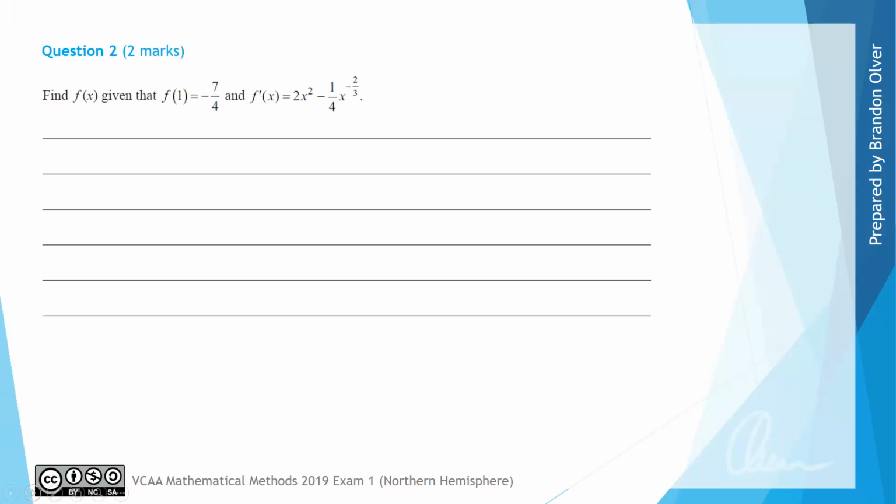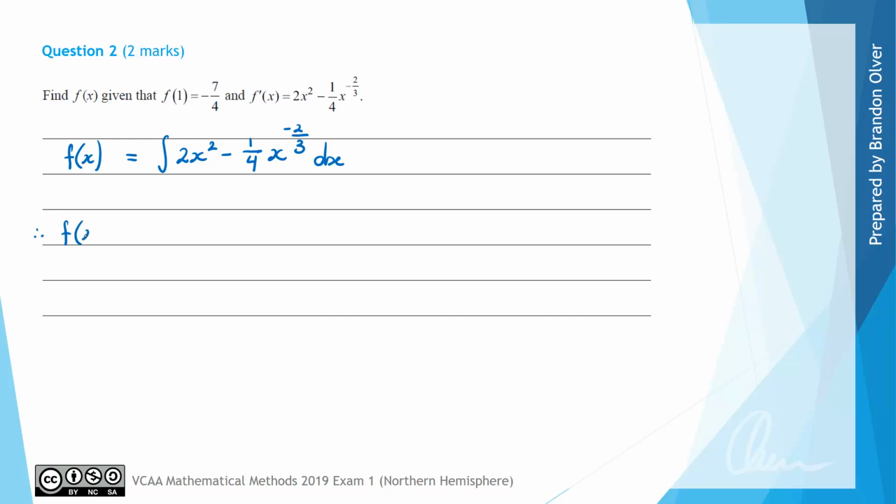For question 2 we're asked to find f of x given that f of 1 is equal to negative 7 over 4 and f dashed of x, the derivative, is equal to 2x squared minus a quarter x to the power of negative 2 over 3. So to find f of x, we know that we could integrate or anti-differentiate the derivative. And in this case, the derivative has the rule 2x squared minus a quarter x to the power of negative 2 over 3, and we're going to complete that with respect to x.